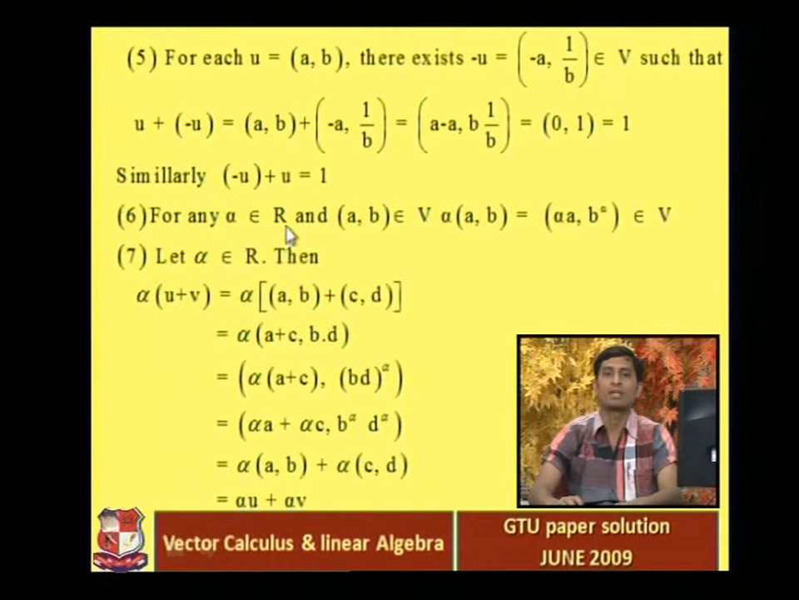First of all try to understand this property, where for any scalar alpha belongs to R and (a, b) belongs to V, alpha into (a, b) is equal to (alpha into a, b raised to alpha). Alpha into a is definitely a real number, but the second coordinate must be a positive real number, right? Since b is greater than 0, b is positive and alpha is any real number, so b raised to alpha is always positive. Alpha may be positive, negative or 0, and for 0, b raised to 0 is 1 for b greater than 0, correct? So for any scalar alpha, b raised to alpha must be a positive number. So that's why this belongs to V. It satisfies the condition that the first coordinate is a real number and the second coordinate is greater than 0.